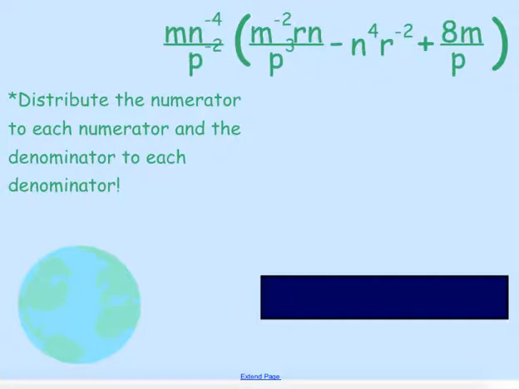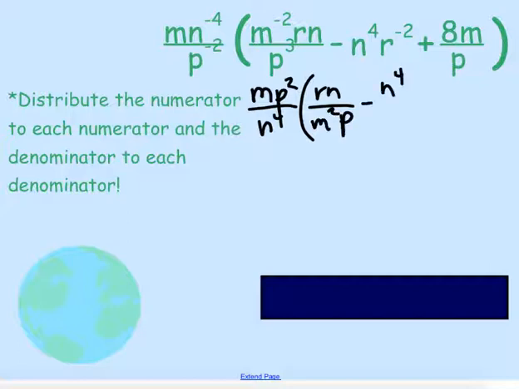Let's see. I'll try this one with those negative exponents again. So I am going to move my exponents first in this one. Okay, it doesn't matter, we could multiply out and then move them, but in this one, let's move them, and I will get mp squared over n to the fourth on the outside, and then I'm going to have rn over m squared p minus n to the fourth over r squared plus 8m over p.